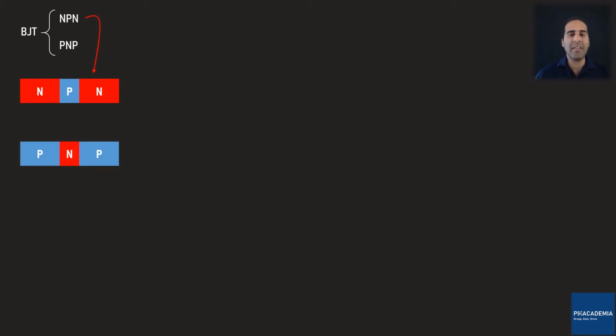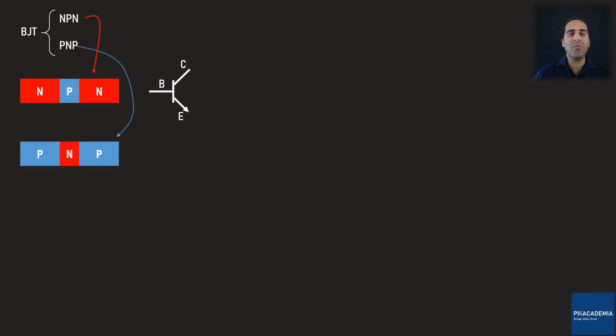In general, BJTs are categorized as NPN and PNP. The reason for this categorizing is simple, and you'll find it out in a few seconds. A BJT is made by sandwiching a P or N-type semiconductor with the opposing semiconductor type. If a P-type semiconductor is sandwiched by two N-type semiconductors, the BJT transistor is called NPN. And if an N-type semiconductor is sandwiched by two P-type semiconductors, it is called PNP.